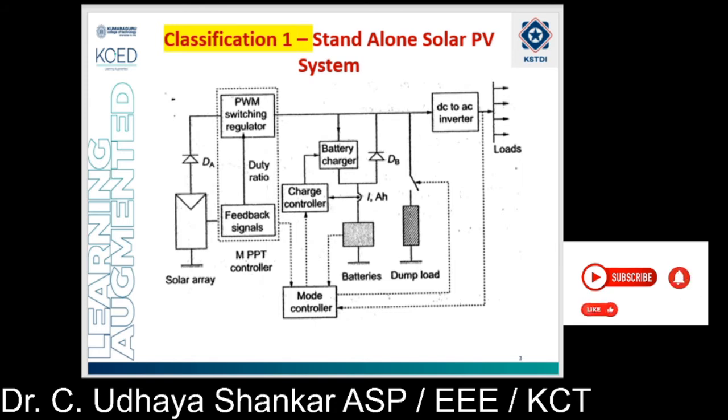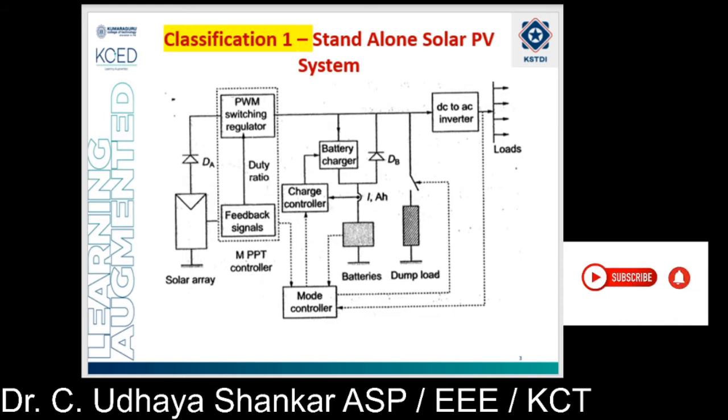The output from the PV array is a DC output, and that has to be converted to AC, and then it has to be fed to the load. The PV array output in excess of the load requirement is used to charge the battery.